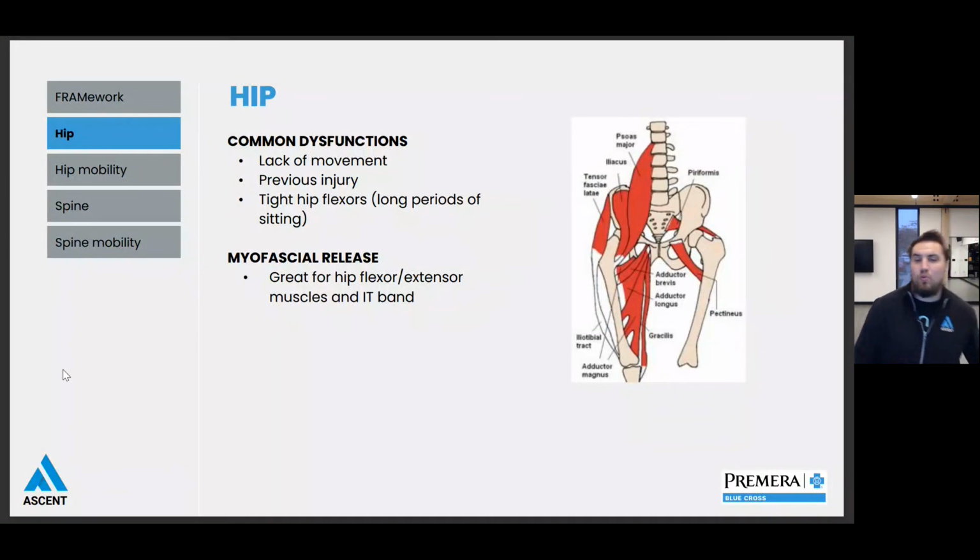So, starting with the hip. The hip is a pretty complex joint. It's a ball and socket joint, and what that means is it can move through three planes of motion. So we've got hip flexion, extension, abduction, adduction, and then internal and external rotation. So just with that movement potential, it plays a large role in our overall movement as well as our posture.